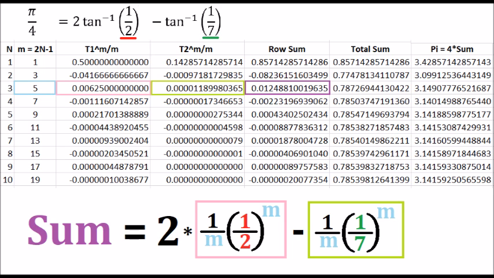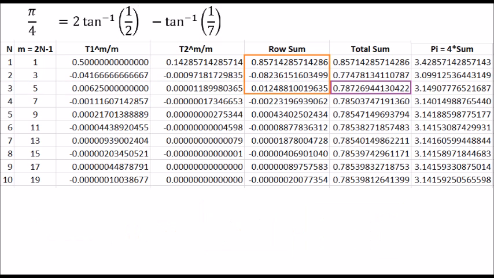This time, note that we multiply 2 times the value in the third column and subtract the value in the fourth column. Again, the total sum, boxed in purple, is equal to the values boxed in orange, all added together. Multiply the purple value by 4 to estimate pi. That is seen in the last column.